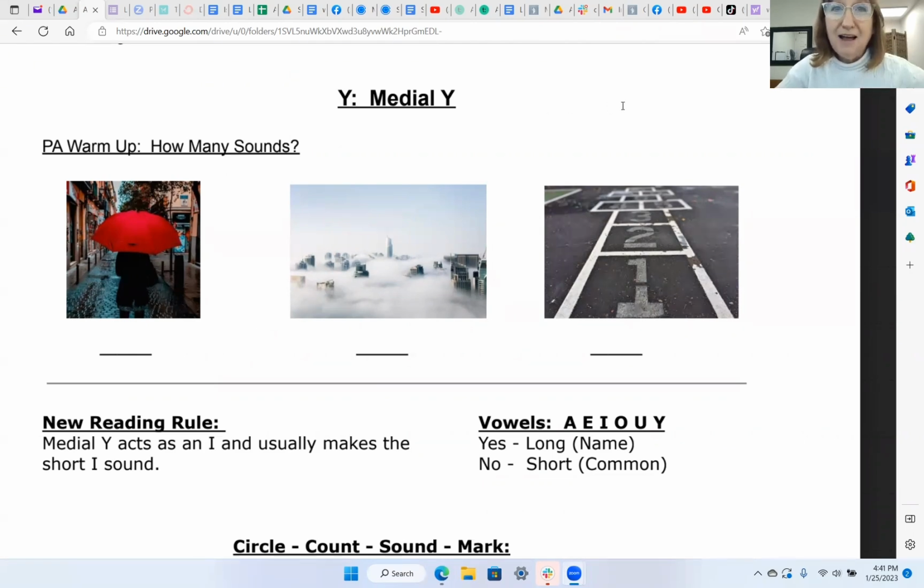So umbrella has the following sounds. B, b, 7. 7 sounds in umbrella. Umbrella has 7 sounds in there. That was a doozy. That was a hard one. Don't worry if that one was a struggle, because that one was a hard one.